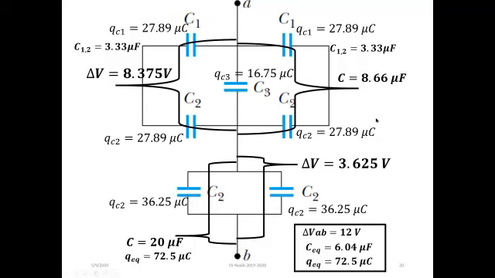If you want to check, the total charge on the lower part is this charge plus that charge, which are in parallel, and will be 72.5. The total charge on the upper part should be the same, 72.5. As you see, this side will be 27.89 plus 16.75 plus 27.89, which is the same as 72.5.